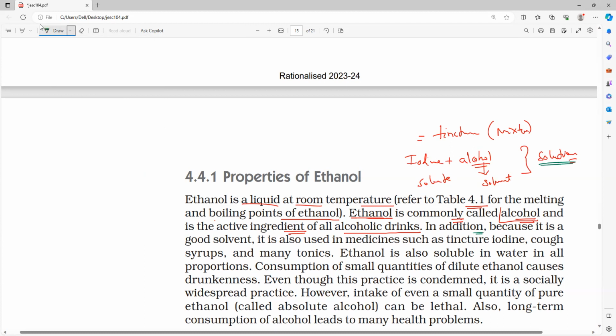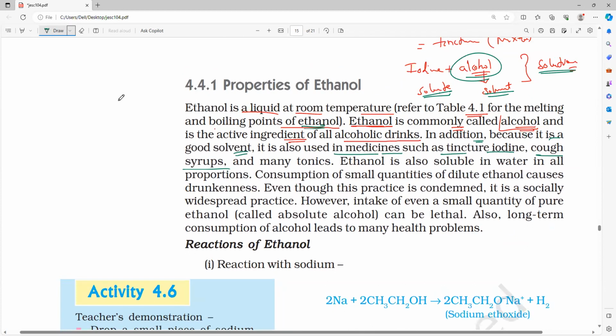Alcohol is a good solvent. Which alcohol are we using now? Ethanol or ethyl alcohol. It is used in medicines such as tincture of iodine, where iodine is the solute and alcohol is the solvent, and also in cough syrups. I think there is no one among you who has not taken a syrup. We are taking a syrup for cough, a syrup for fever, from our childhood.